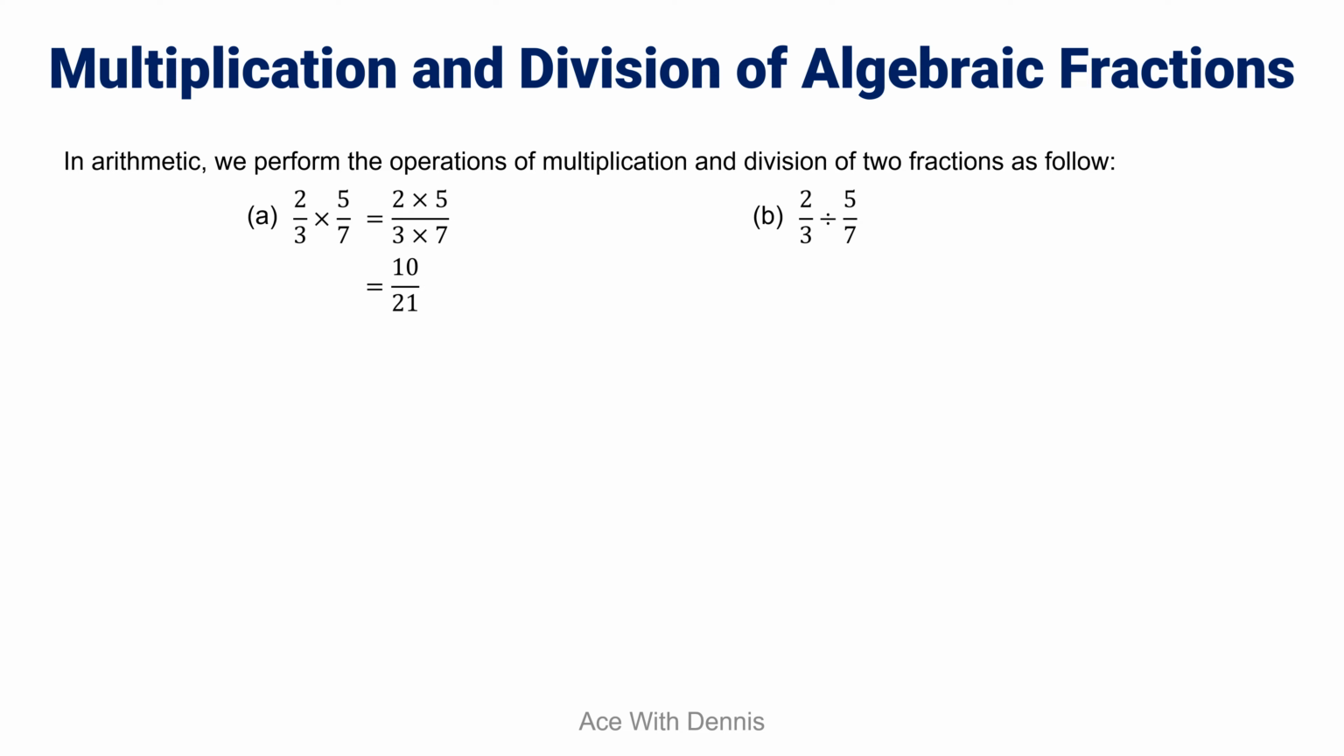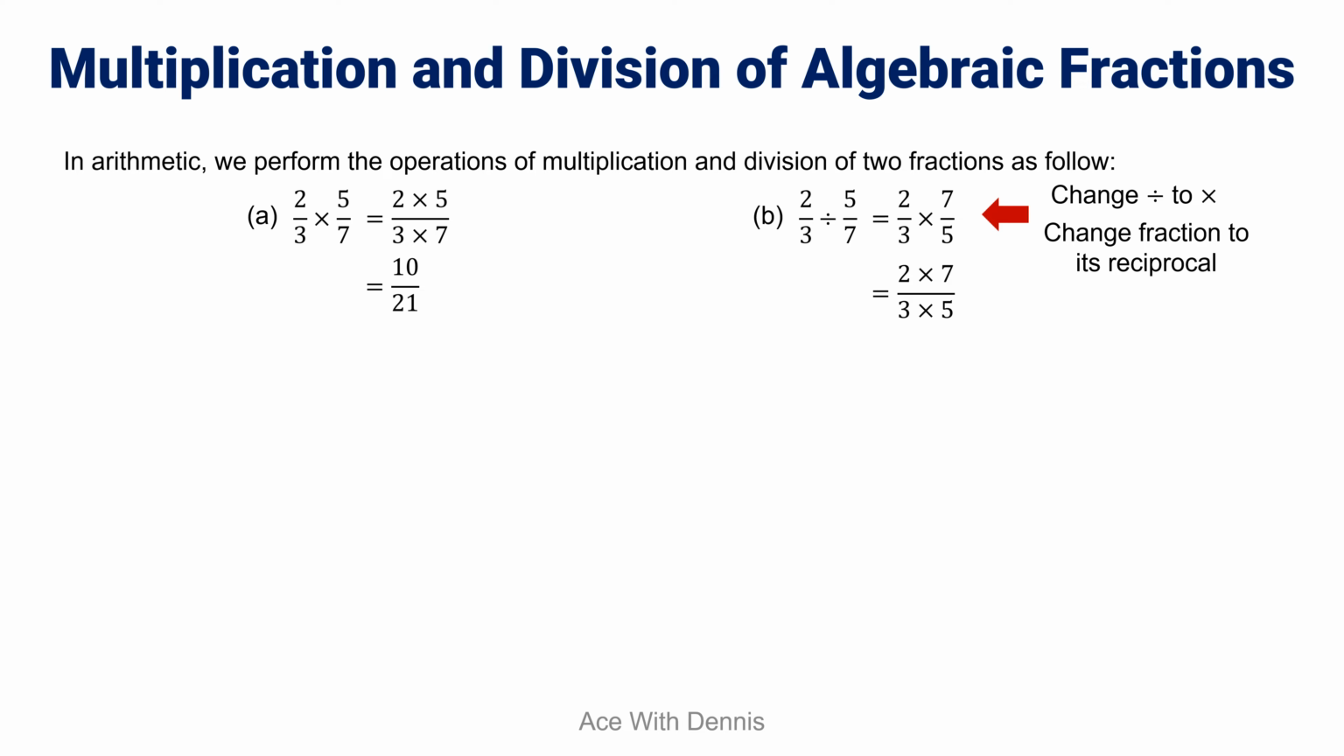For B, the division case, we use the same fractions as A, but we change the multiplication operation to a division operation. For this case, we have to change the division sign to a multiplication sign, and we change the fraction to its reciprocal. So what we get is 2 over 3 times 7 over 5. Then just multiply numerator with numerator, which is 2 times 7, over denominator with denominator, which is 3 times 5, and the answer will be 14 over 15.